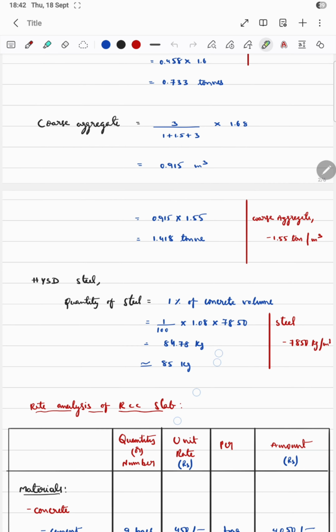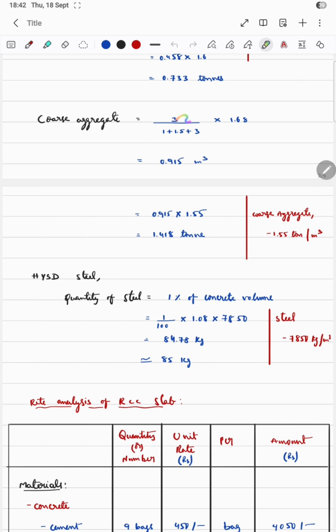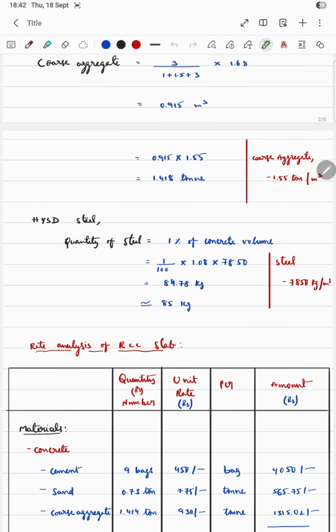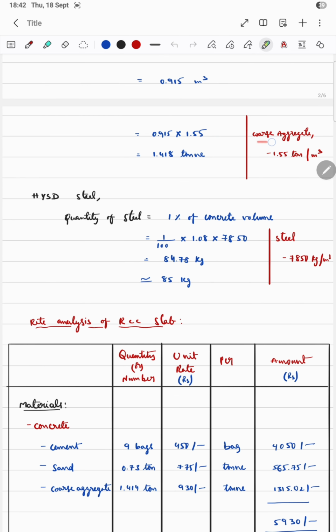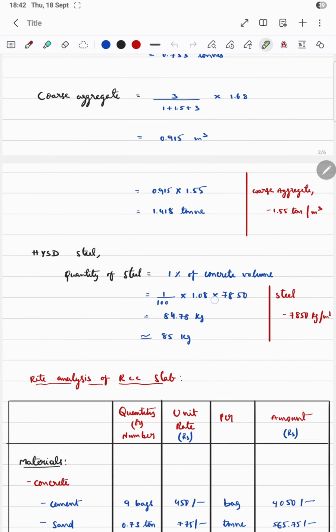Next we calculate the coarse aggregate quantity. For our coarse aggregate quantity, we divide its ratio by the total ratio and multiply with the volume which is required. We get 0.915 meter cube. For coarse aggregate density, we know that it is 1.55 tons per meter cube. For every meter cube of volume, we have 1.55 tons of coarse aggregate. We simply multiply with the volume and we get 1.418 tons of coarse aggregate required.